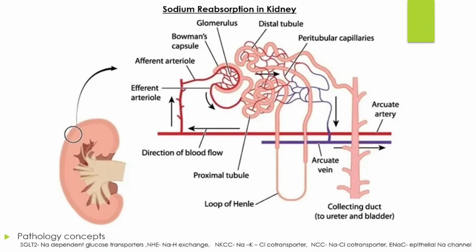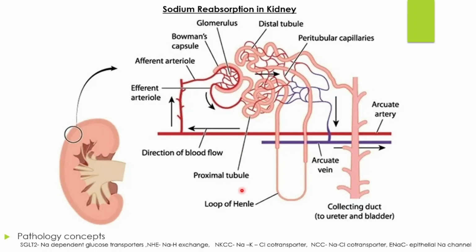This picture shows the microanatomy of the kidney. Now we discuss the sodium reabsorption in the kidney. This is the Bowman capsule forming a glomerulus where all the electrolytes and low molecular weight solutes are filtered in the kidney. As they pass through the different tubules, they are reabsorbed to the blood to maintain the balance of these electrolytes and solutes in the body.